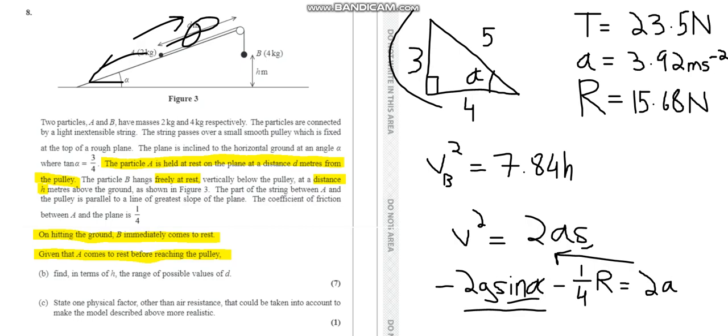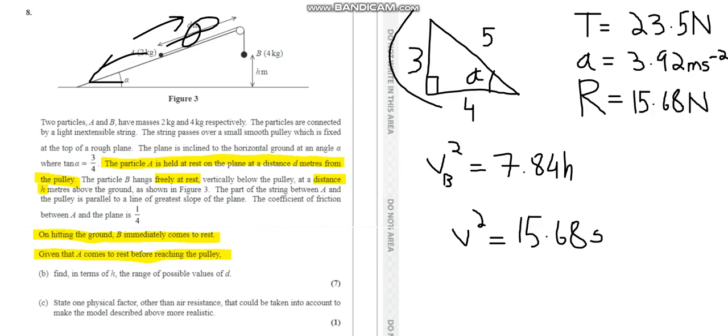So 2 into 9.8 into 3/5 will give us, and then using a quarter of r, you can see the value of r is 15.68. So 15.68 upon 4 will give us, there you go, minus 11.76 minus 3.92. Do some basic maths and we'll find out that 2a is equal to 15.68, or simply the r value here, and when we plug it in, use the positive value.